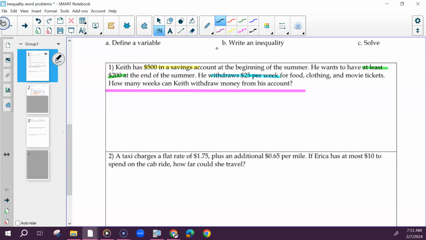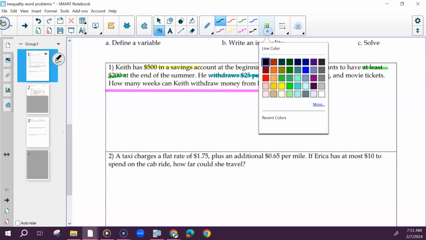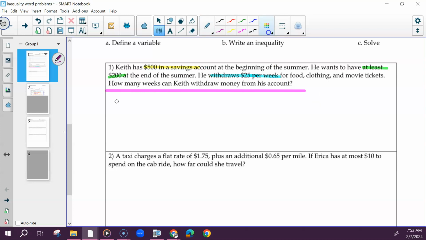Okay, so after we've found all the important information, let's define a variable. Look at your question. That will still help you define your variable. We're looking for a number of weeks, so that can be W. And then let's talk about at least. That's which inequality symbol? Greater than or equal to. What's nice about your inequality words is whatever number is attached to those words is going to be your total or what goes after that. So we know it's going to be greater than or equal to 200.